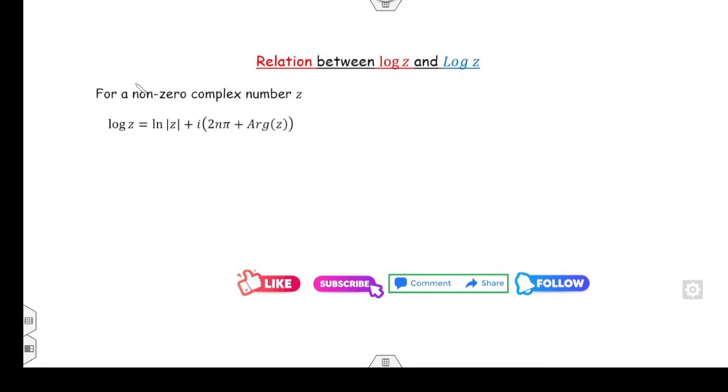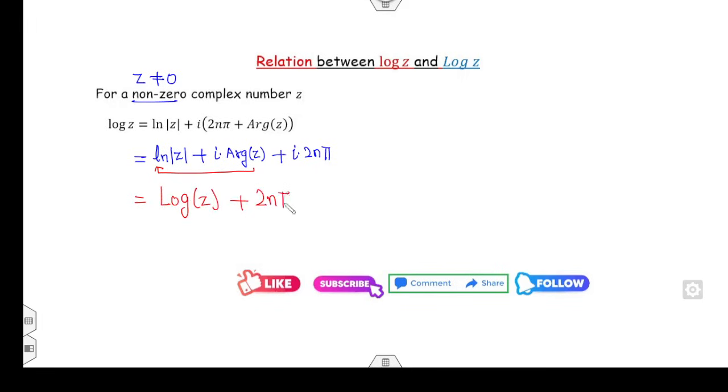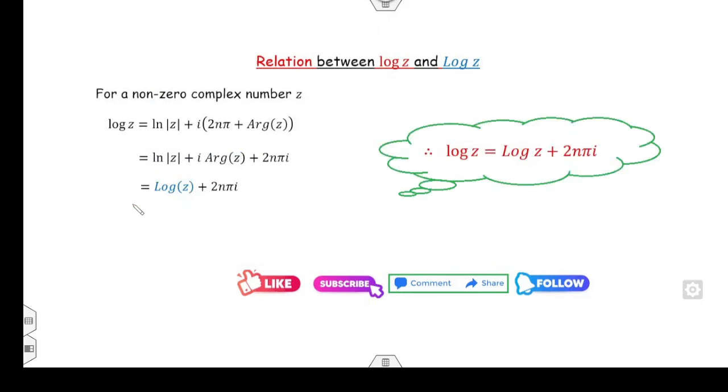Using the definitions, for any non-zero complex number, if I open this bracket, it is ln of z plus iota times the small arg, which is the capital Arg plus iota times 2n pi. So can you tell me what that is? Where capital ARG has come, that is the principal value of z plus 2n pi, and that is the relation between the standard logarithmic function and the principal value of the logarithmic function.